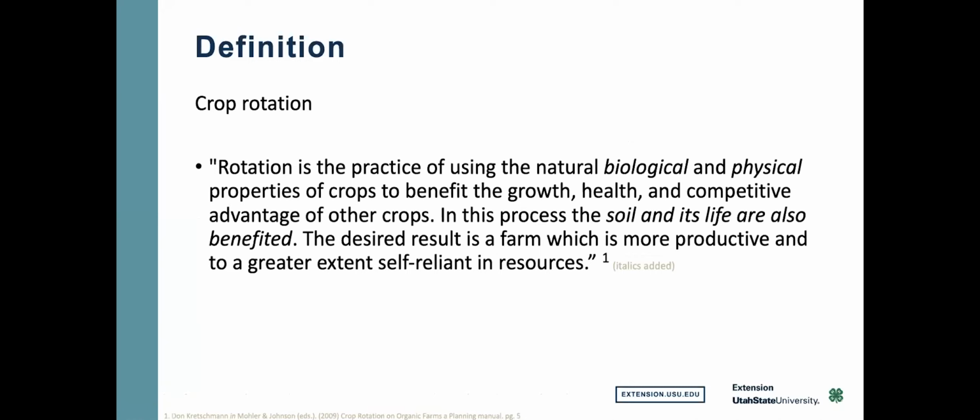So this definition starts to get into some of the whys of crop rotation, some of those benefits. So this idea of using crops and the unique intrinsic values of each crop to benefit those that are coming after it in succession. And also this idea of bringing in the soil and its health, and how crop rotation can be beneficial to that soil health.